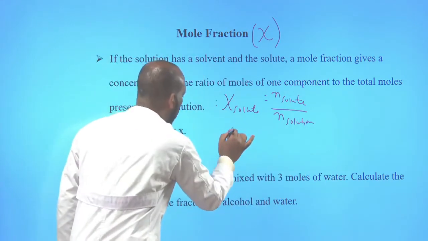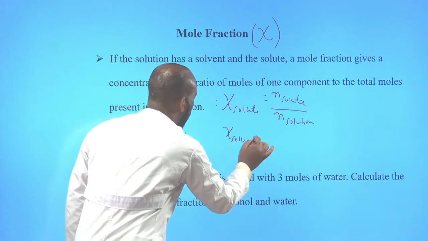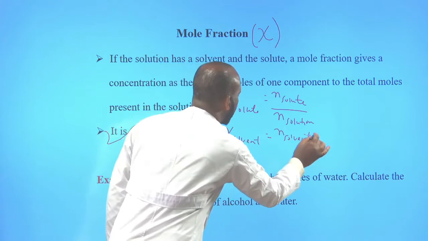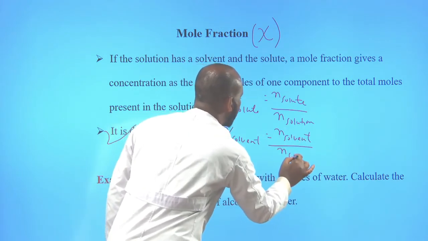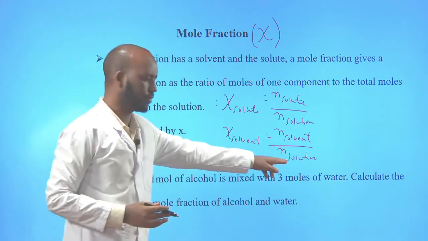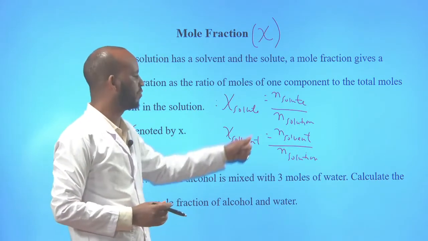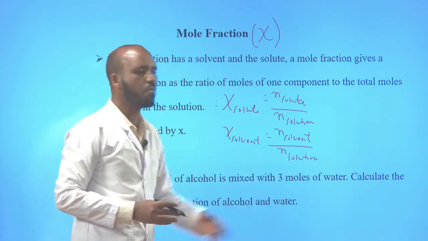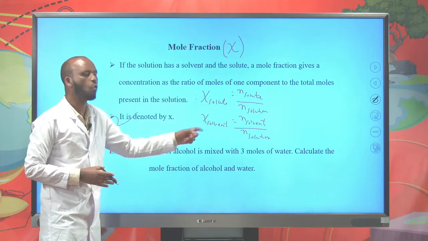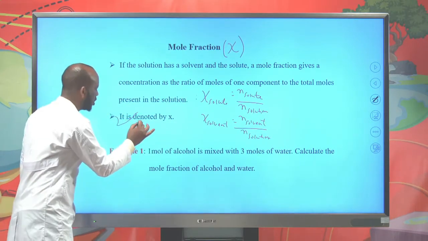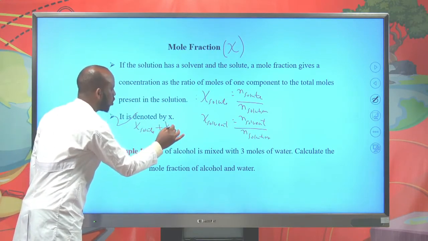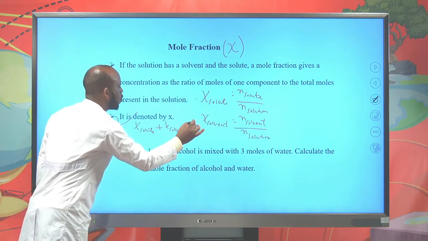Mole fraction of the solvent equals number of moles of the solvent divided by number of moles of the solution. Note that number of moles of solution is the sum of number of moles of solute and number of moles of solvent. Mole fractions add up to give 1. Therefore, mole fraction of the solute plus mole fraction of the solvent equals 1.